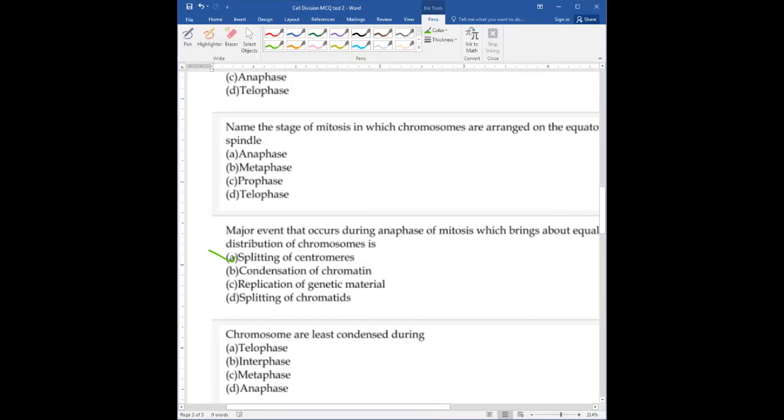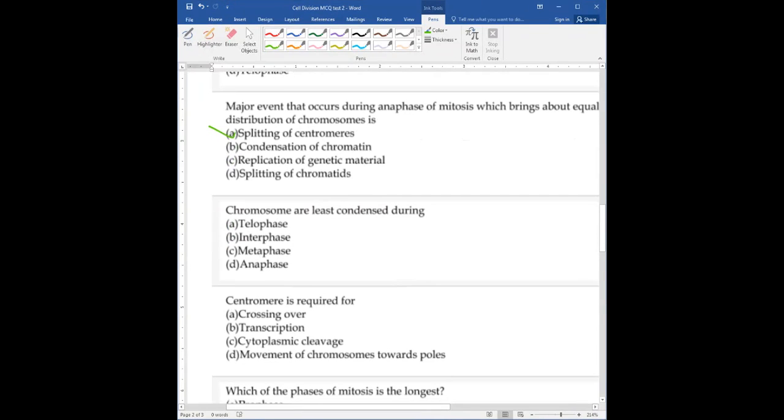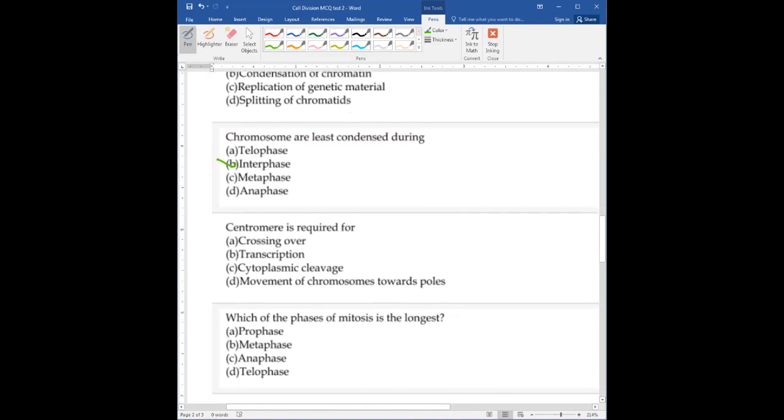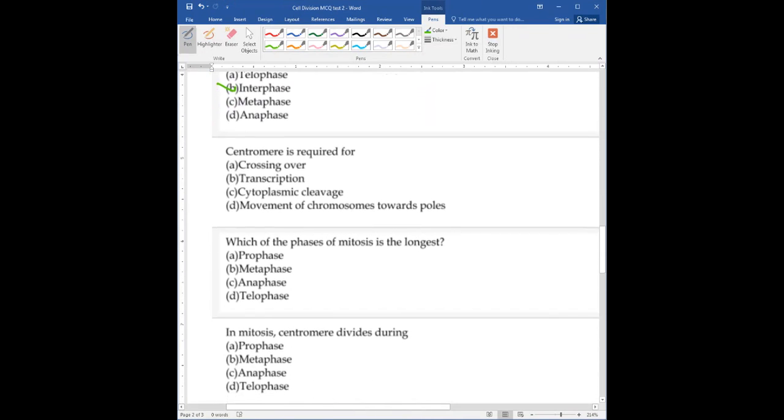Okay, chalo, let's try to move ahead. Next one. Okay, I want Kanaka to answer. Kanaka, chromosomes are least condensed in... Yes, it is going to be your interphase. Very nice. Okay, next question is for Rishik. Rishik, centromere is required for... Yes, very nice. It is movement of chromosome towards the pole.